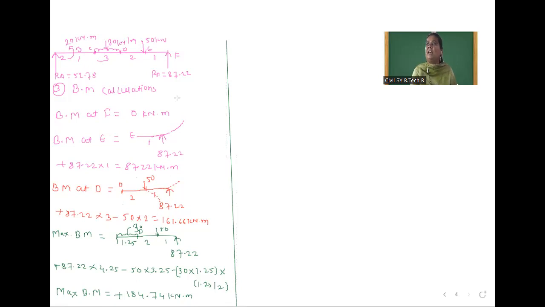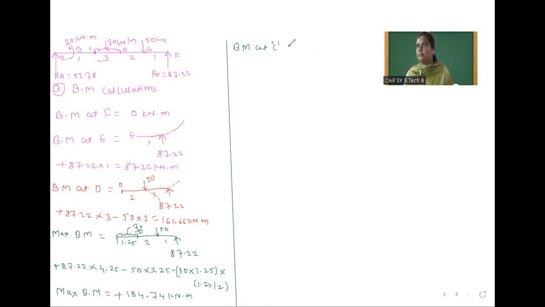Then next, we will calculate bending moment at B. Because at C point, no load is there. Okay, so bending moment at B. We will start from this left side, because here a number of forces are there. So we will calculate from this left side. Bending moment at B. Okay, before that we will calculate C. Bending moment at C. So we will calculate from this left side.